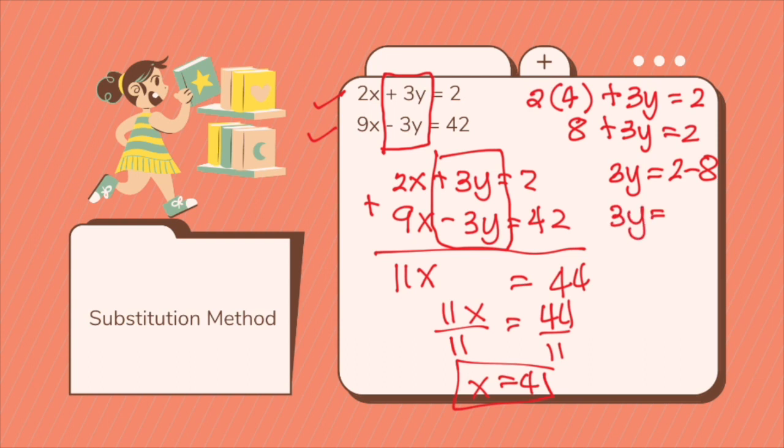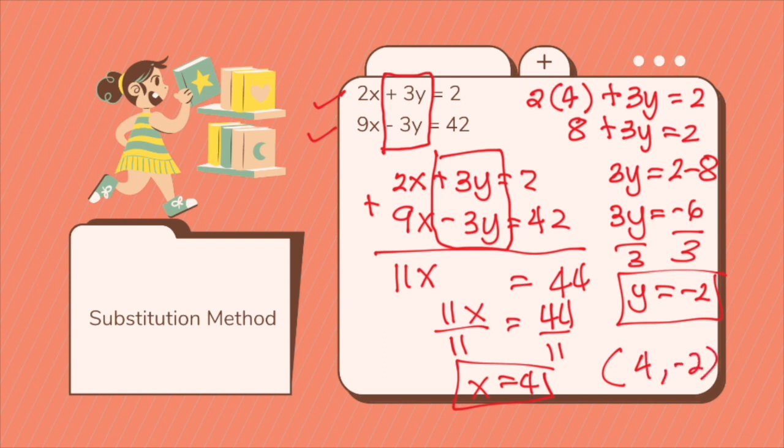3y equals negative 6. Divide this by 3. Therefore, y equals negative 2. And that will be the common point or the intersection point of the two equations, which is 4 and negative 2.